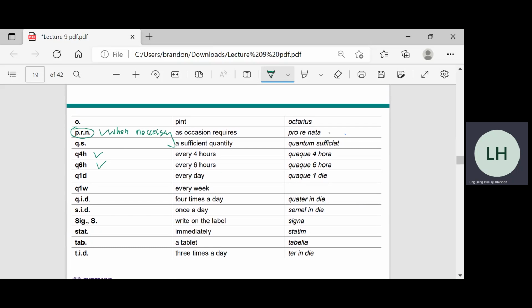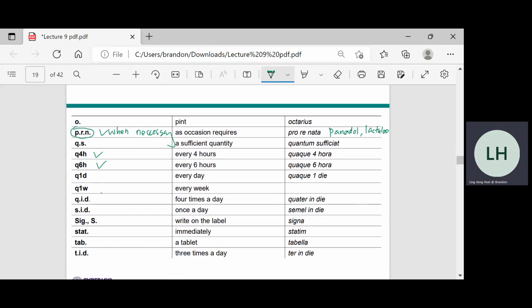Contohnya untuk ubat Panadol, ubat sembelit, maybe lactulose. Okay, to help relieve that constipation. So ubat Panadol, lactulose, maybe ubat Gaviscon untuk sakit dugal. Sebab ubat-ubat ini kita gunakan untuk PRN saja, when necessary, jika perlu. Kalau ada sakit, baru makan. Kalau tiada sakit, tidak perlu makan.